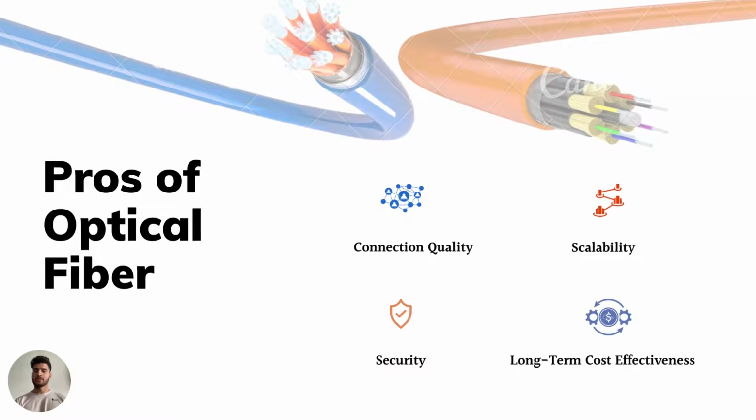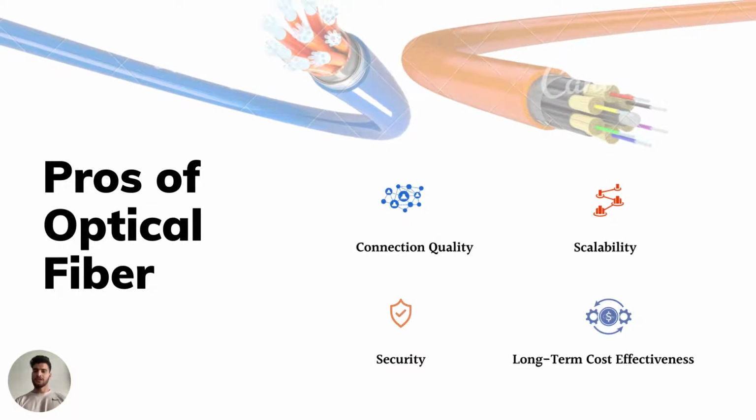Pros of optical fiber. Connection quality. Fiber optics are resistant to electromagnetic interference and have a lower rate of bit error. Electromagnetic interference (EMI) is a disturbance caused by electromagnetic radiation from an external source. This disturbance can interrupt or degrade the performance of a conventional metallic cable connection. Any object that carries electrical currents can create interference, such as power lines or even the sun.